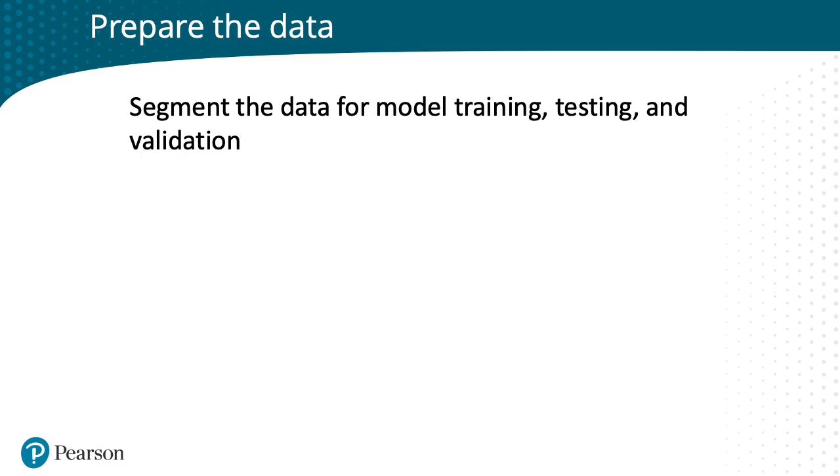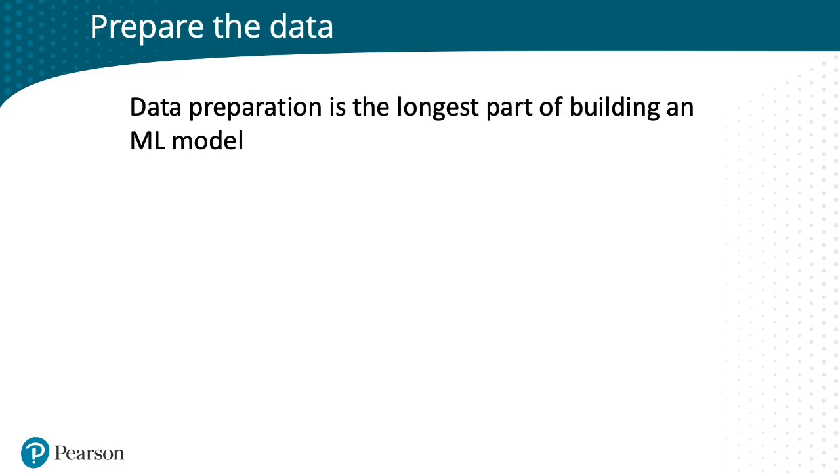So you'll typically want at least these three data sets. You'll have a data set for training your model, you'll have one for testing that model, and then you'll have one for validating that model. The reason it's important to keep these three data sets completely separate is so that we don't run the risk of testing or validating our model with the same data that we trained it with.